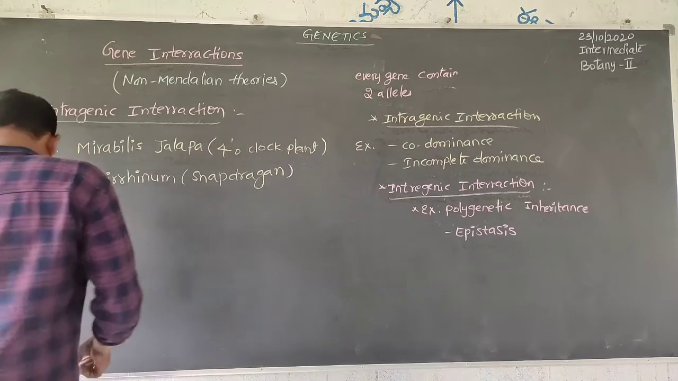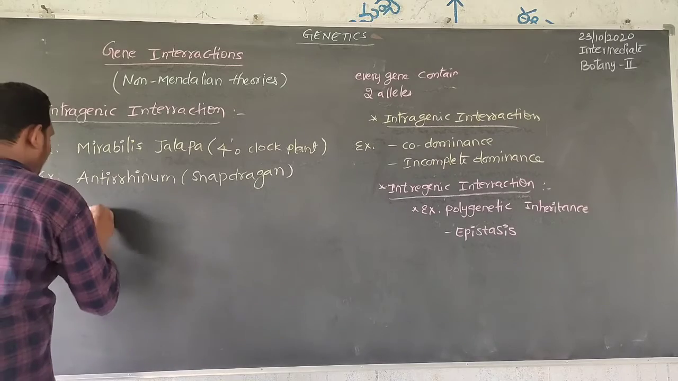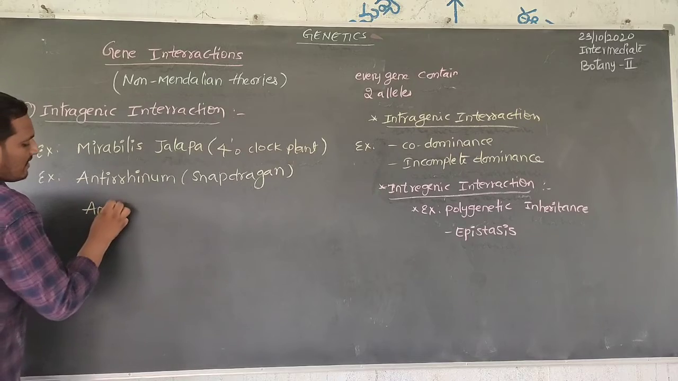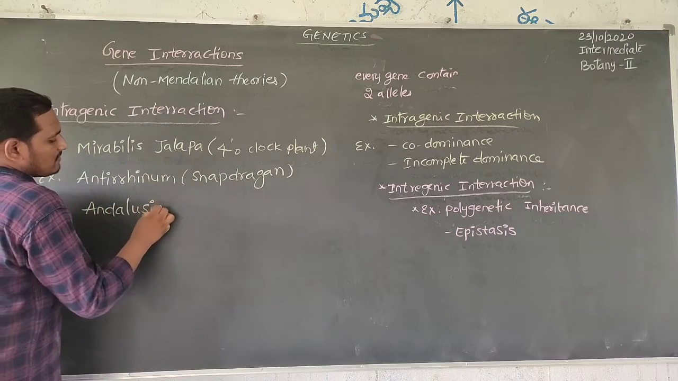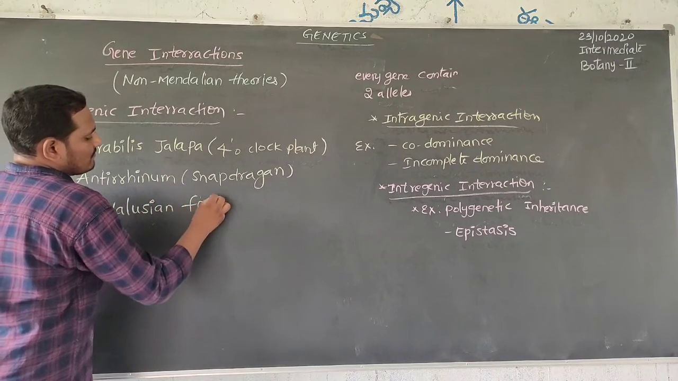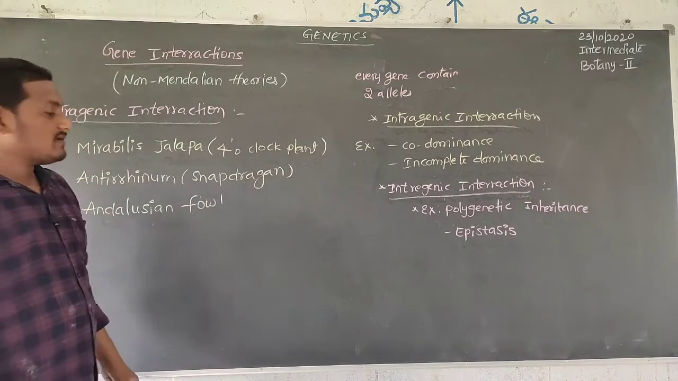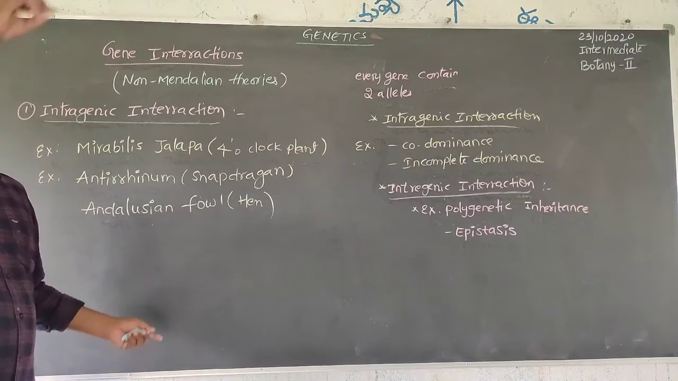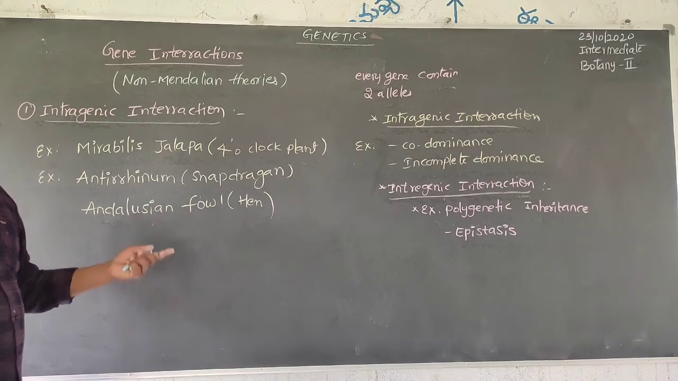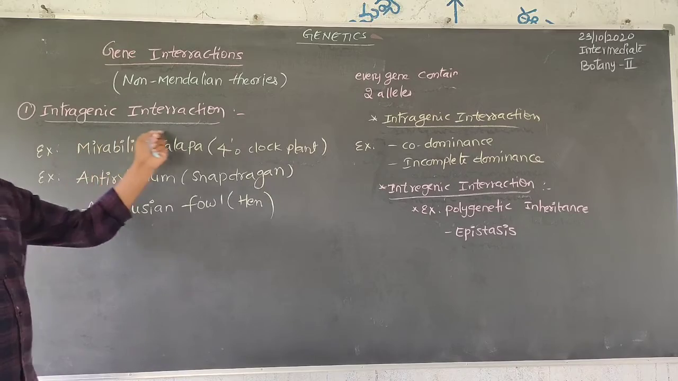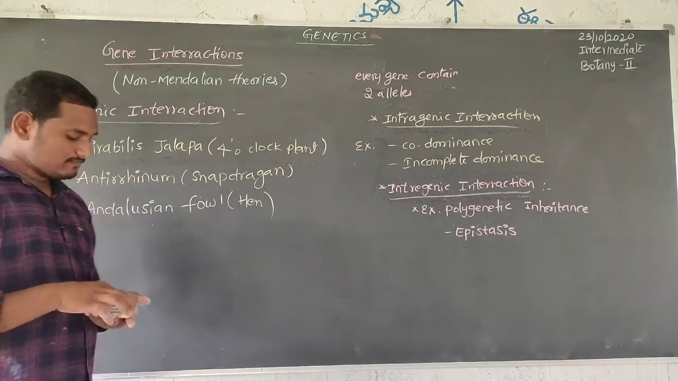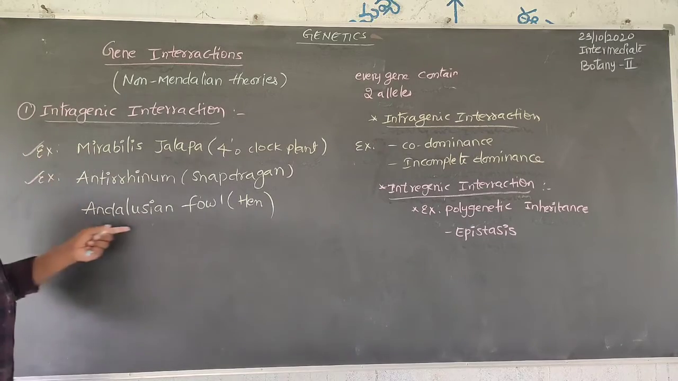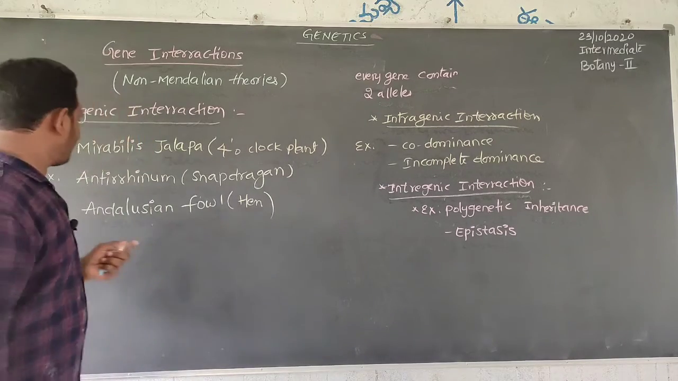Next, one animal is also there, that is the Andalusian fowl. The Andalusian fowl is a hen, and it comes under animals. These are the two plants that show intragenic interaction. We have to take these two plants first, and then the Andalusian fowl later.